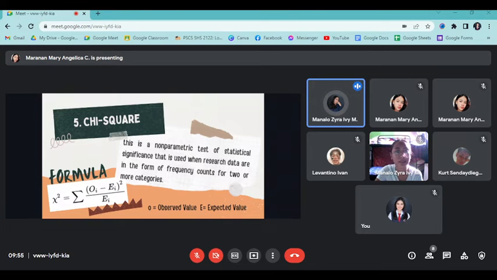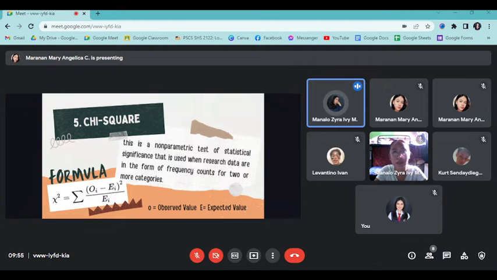Chi-square. So, chi-square is the non-parametric test of statistical significance that is used when research data are in form of frequency counts for two or more categories. So, chi-square, ginagamit siya to determine the relationship between the two categories. Chi-square also checks kung meron bang significant difference between the observed frequency and expected frequency.